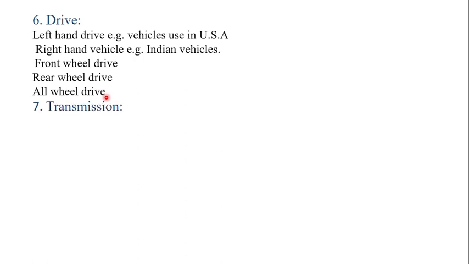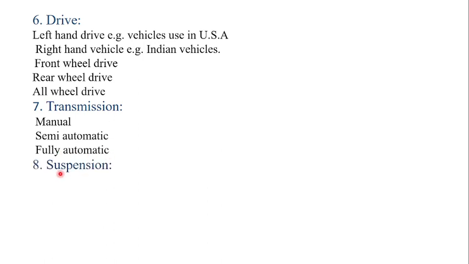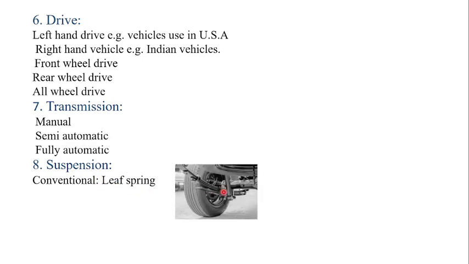Next classification on the transmission. Transmission may be manual, semi-automatic, fully automatic. Next, suspension. Suspension is conventional, that means leaf spring. These are the image of the leaf spring, which are situated for the comfort of the passenger during humps or any vibrational element which obstruct the motions from vehicle.